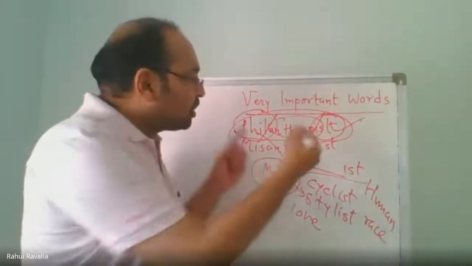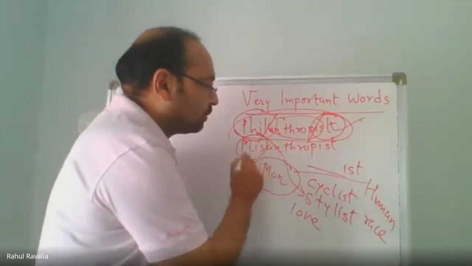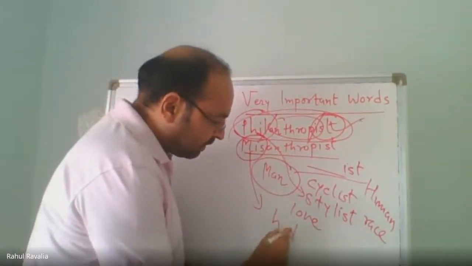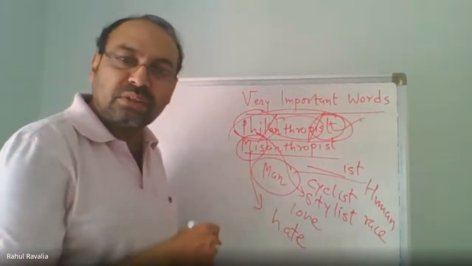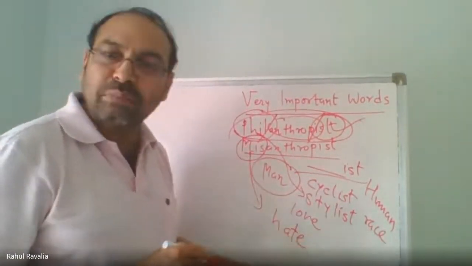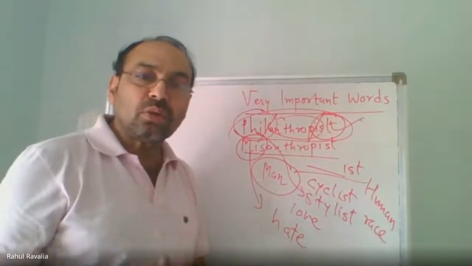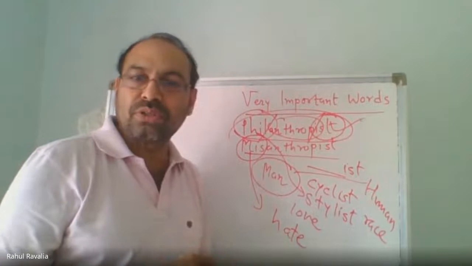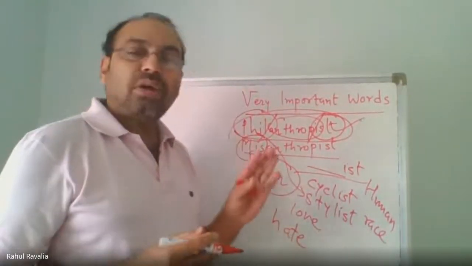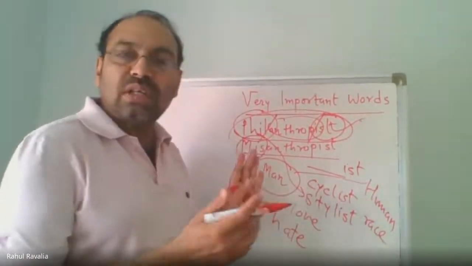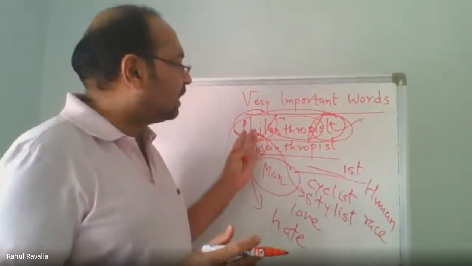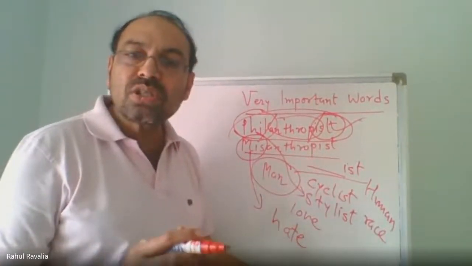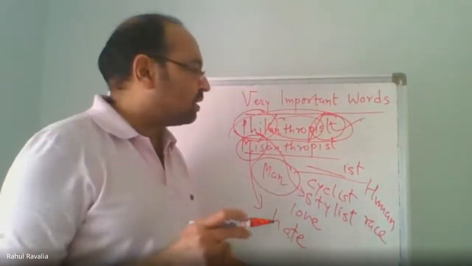Now, exactly opposite to philanthropist is misanthropist. Now, mis means hate. Anthrop means, as I told you, human being, and ist makes it a person noun. Then the total meaning will be a person who hates mankind is a misanthropist. If we want to use these words in sentences, you can say that Mahatma Gandhi was a philanthropist. You can say that Hitler was a misanthropist.